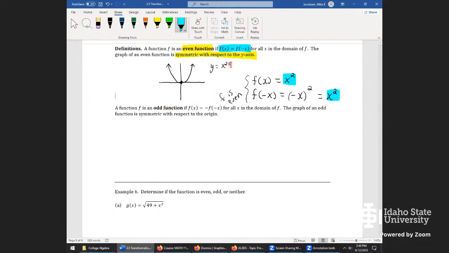Likewise, for odd functions, we can just switch this up to y equals x cubed. 3 is odd, so it automatically gives you an odd function. Before we try that next portion out, any questions so far?